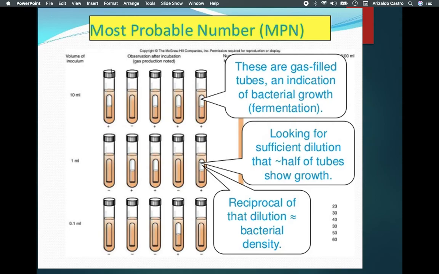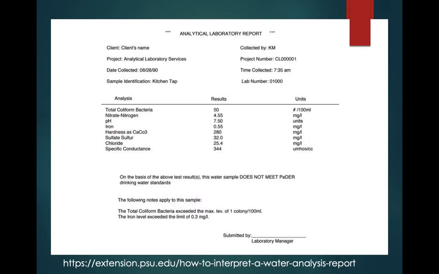Yes, 10, 1 ml, 0.1. One thing, sometimes when you do the MPN, the presumptive method, it's problematic that the whole tube doesn't become filled with gas. So that's possible. Normally, half will be sufficient to say that there is coliform. But if there's no full production of gas, you can re-incubate your tubes and check if they will produce more gas.